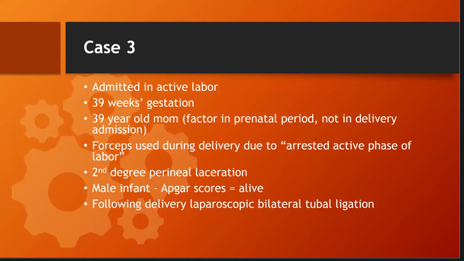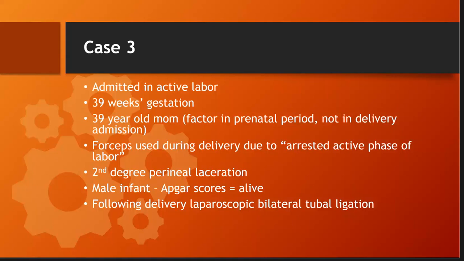They did not do an episiotomy, and she did suffer a second-degree perineal laceration. The male infant was born weighing approximately 2,835 grams, Apgar scores of 9 and 9. The patient had indicated before delivery that she desired a sterilization. Following delivery, they did a laparoscopic bilateral tubal ligation. Discharge diagnosis is identified in your clinical information as delivery at term, perineal laceration, elective sterilization.